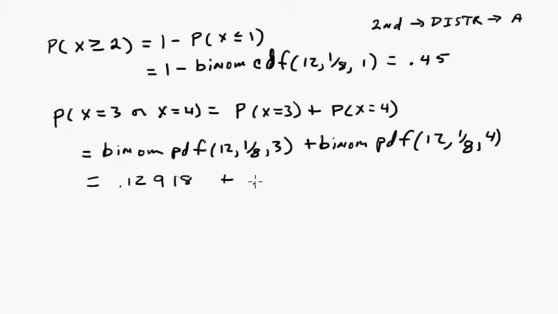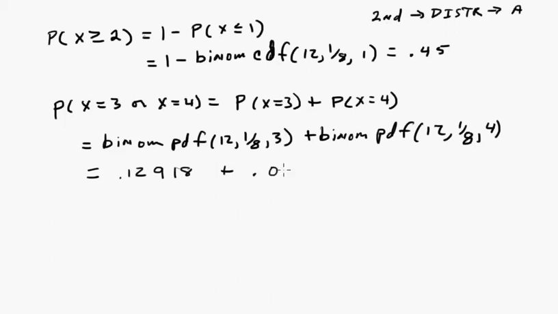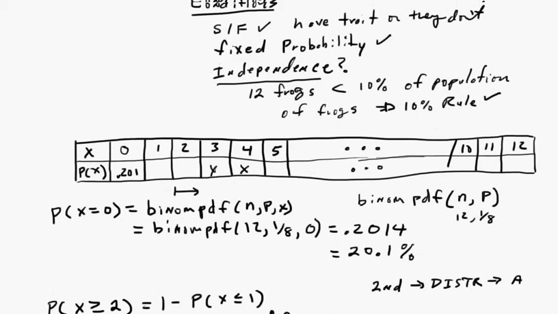So that's going to be 0.04153. So if I add them, I get 0.171. So approximately, why did I write point? 17.1%. Okay? So it would be good to write out answers.